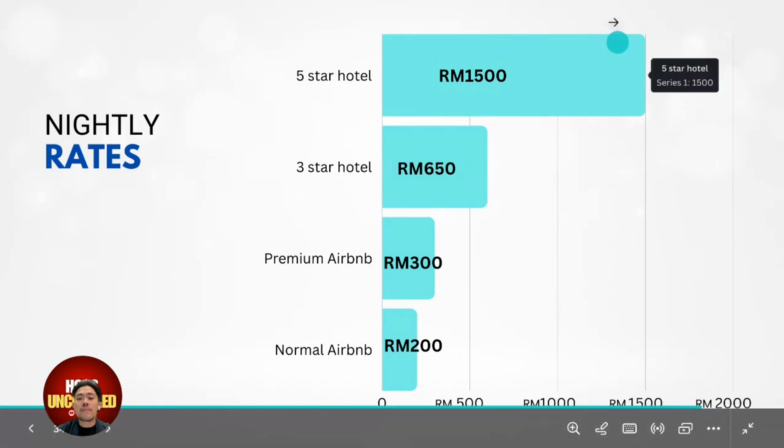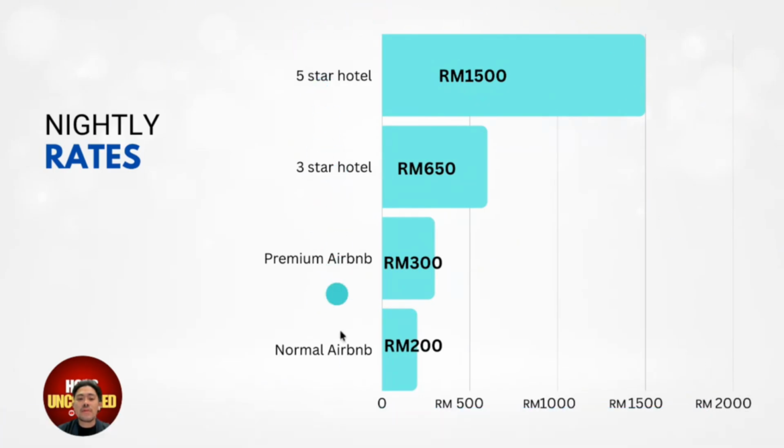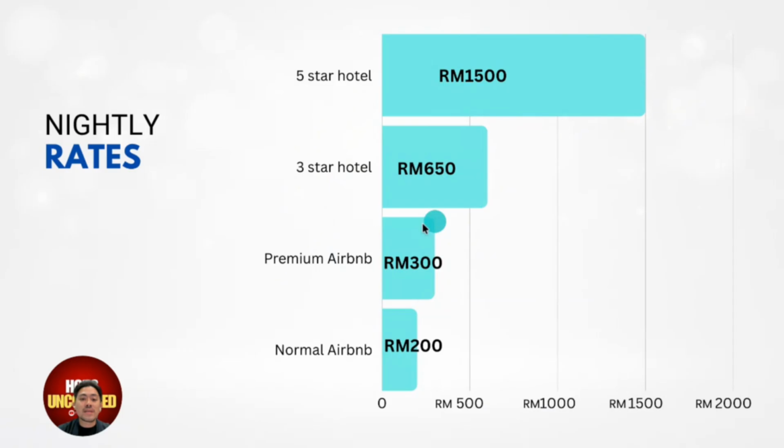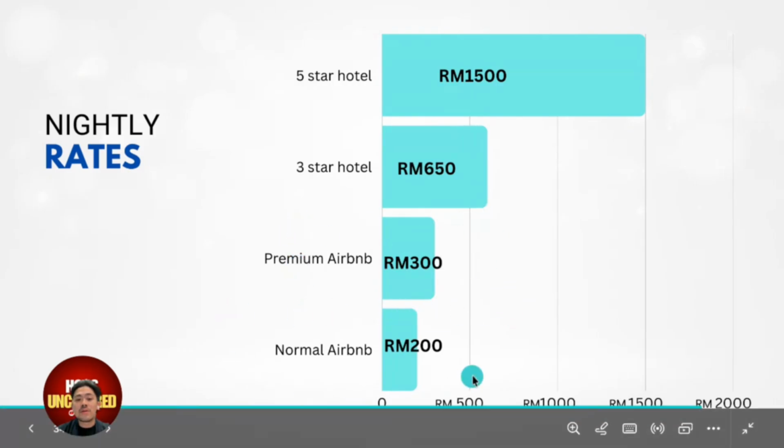Here I actually compiled and separated into 4 categories: 5-star, 3-star, premium, and normal. 5-star in JB right now is about 1,005 per night. 3-star is about 650 per night. And I'm using the normal season, not peak season price. For premium, we use 300 as estimated, and normal is 200.